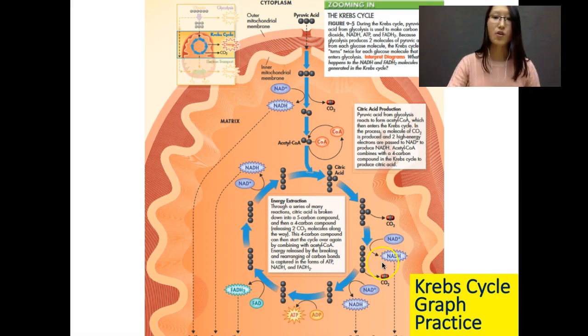What you do need to know are what products are made, where is this process happening, and where are these products going to. Okay, so let's start with where is this Krebs cycle happening, right? This is happening inside the mitochondrial matrix. As you can see, it's all the way inside of the mitochondria. So this Krebs cycle produces several products. It produces carbon dioxide as well.